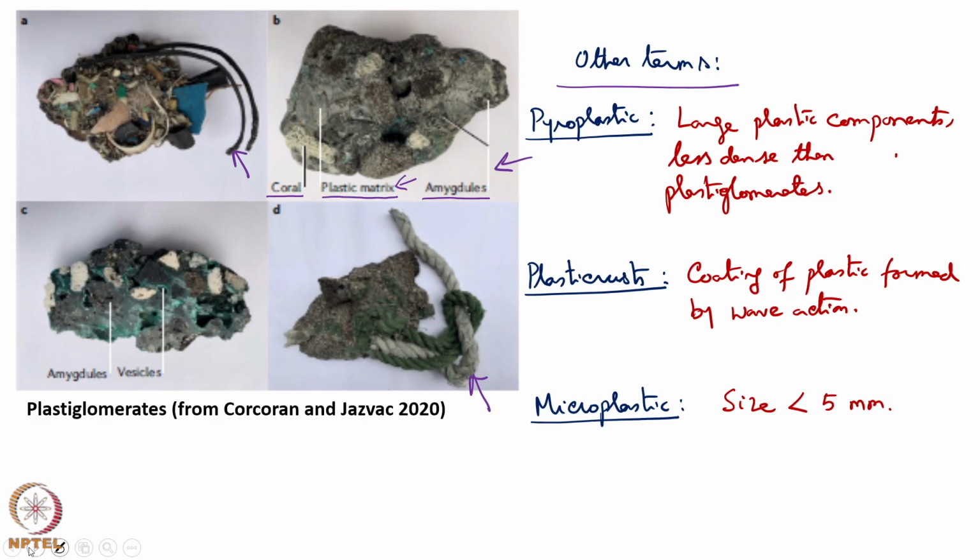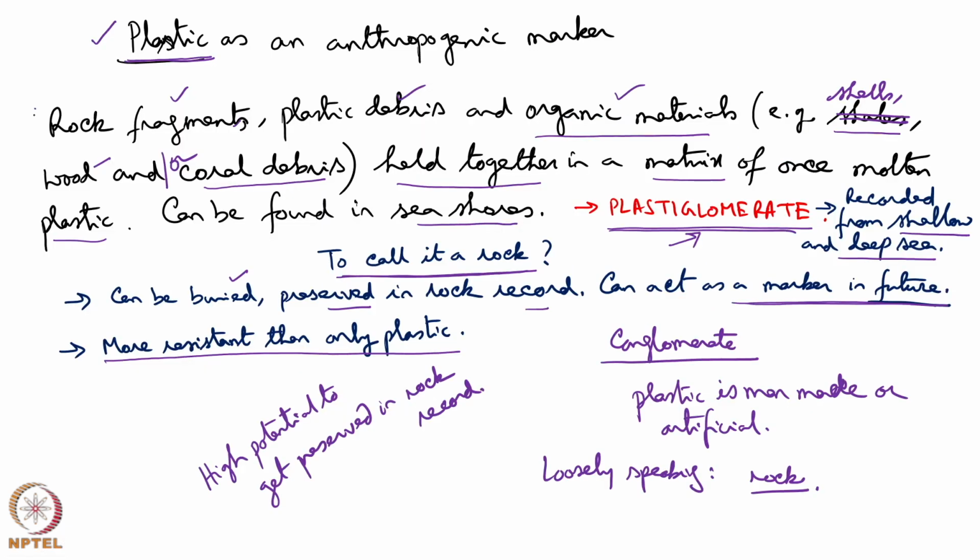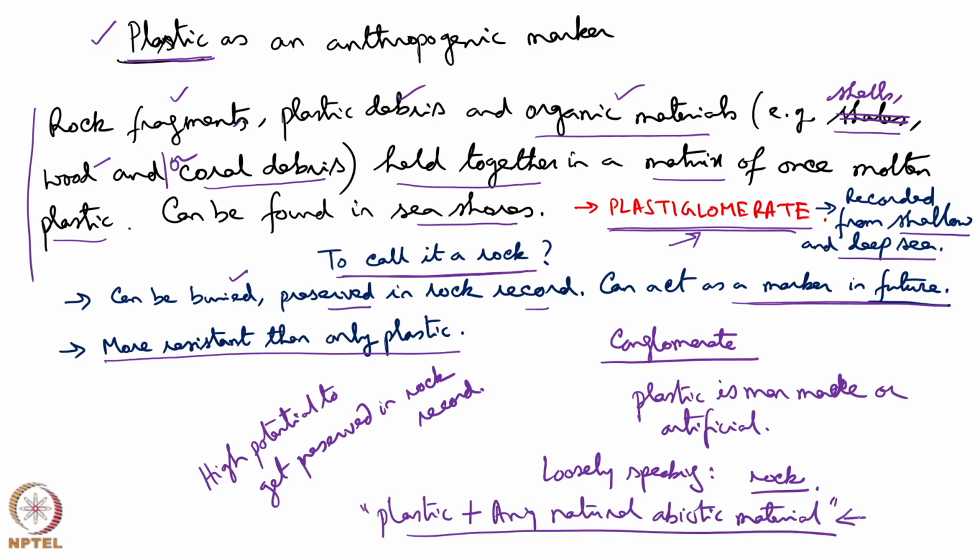Now, once we look at the definition of plastiglomerate, which was presented here, we should also be lenient if only the plastic debris and organic material are found, we can also call it a plastiglomerate. My point is, plastic plus any natural abiotic material should loosely be called a plastiglomerate. This can be the most generalized definition.